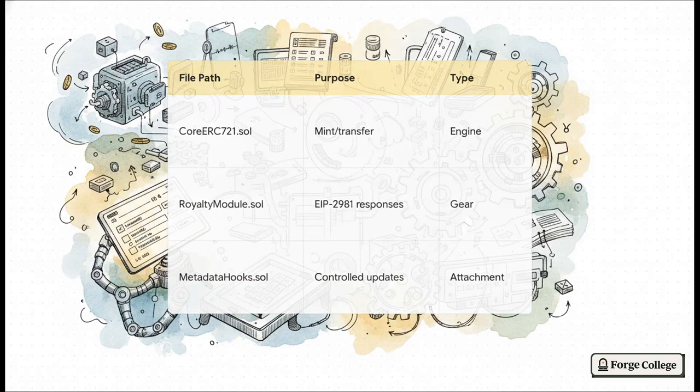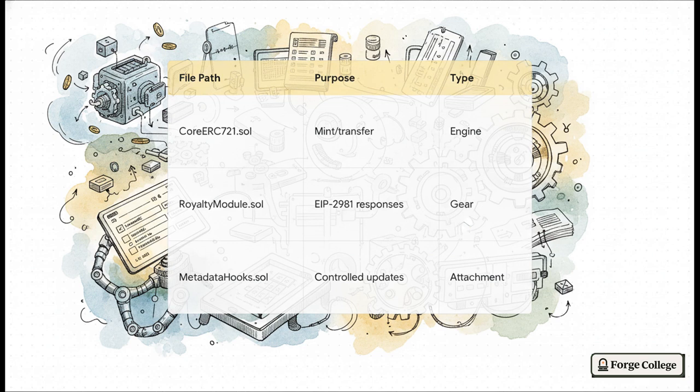But before we fire up the compiler, let's just take a quick look at the parts inventory sitting on our workbench. We basically have 3 separate files to build. First up is core ERC-721.sol, which is our engine. Its sole purpose is handling mints and transfers. Next is royalty module.sol, our accounting gear, for handling EIP 2981 responses. And finally, metadata hooks.sol, the attachment that lets us make controlled updates to our token's data.